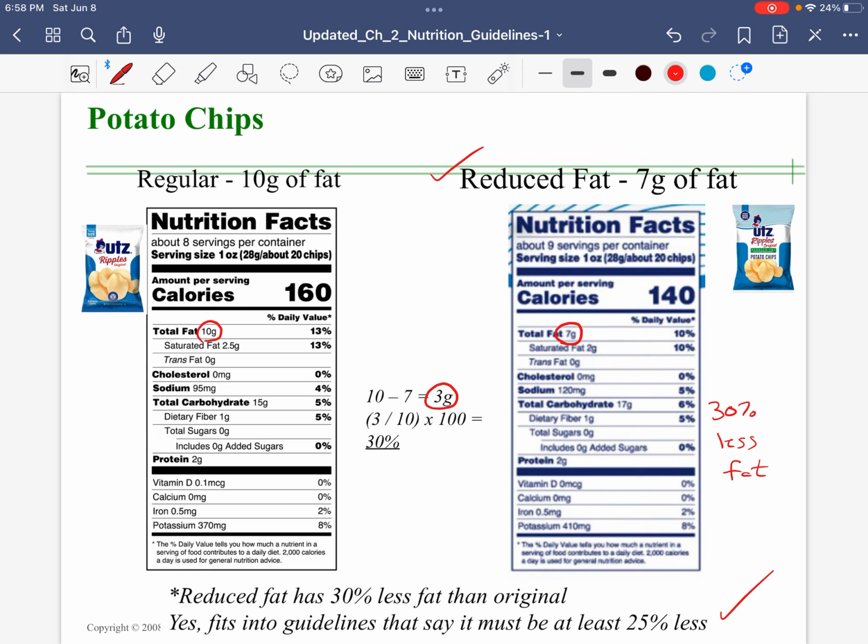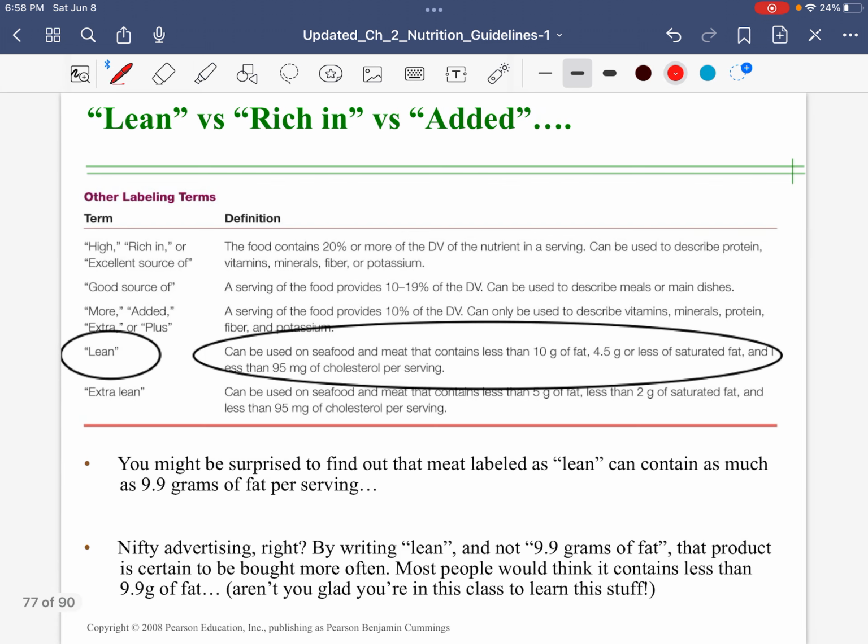Does that fit into the rules? Yes. Now, by the way, not having understood this, you might think, oh, reduced fat, that must mean it has like half the fat. Nope. It can have 3/4 of the fat. But at least for me, it's encouraging that there are some guidelines.